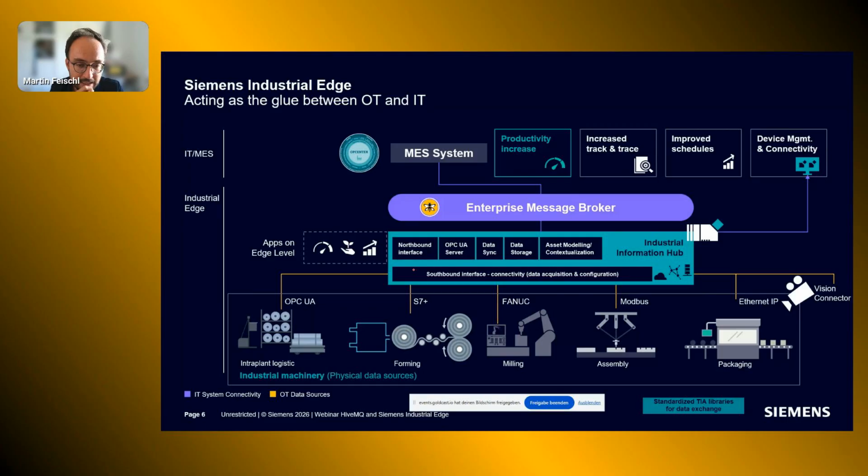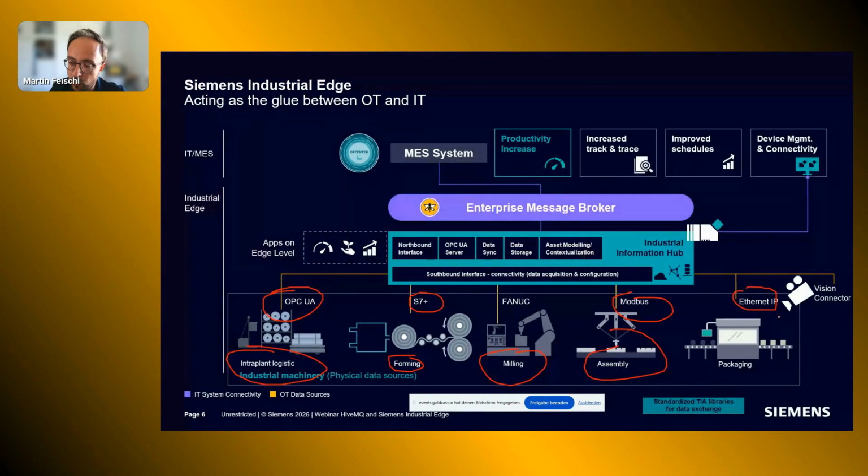So if we now dig a little bit deeper and take a look at one of these industrial edge devices, and also here at our production side, we have our intra-plant logistics connected via OPC-UA. We have some forming with the S7 Plus protocol. There is going to be something to be milled, where a FANUC controller is built in, and we have to communicate via the FOCAS protocol. There is the assembly with Modbus TCP, and at the end we have our packaging of our products, which is connected via EtherNet/IP.